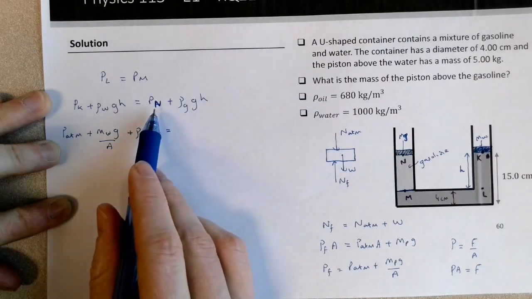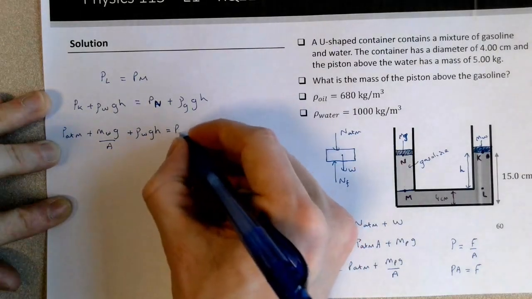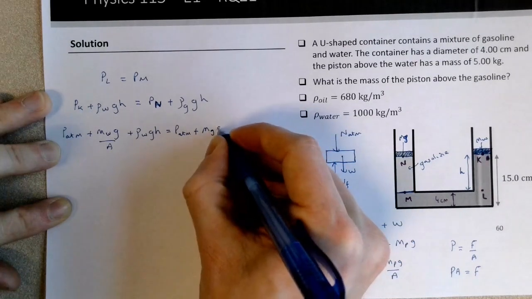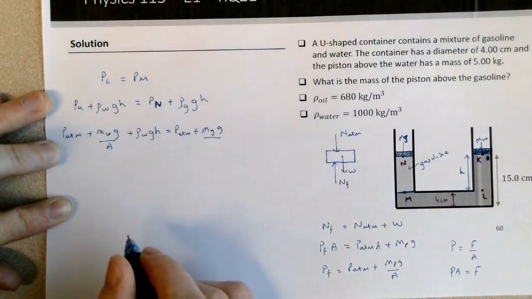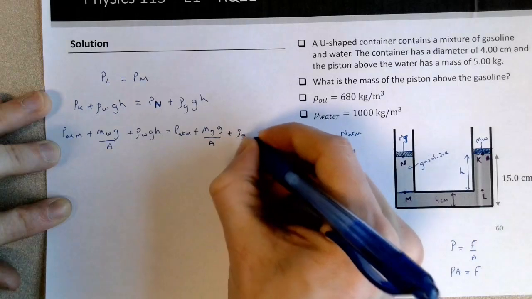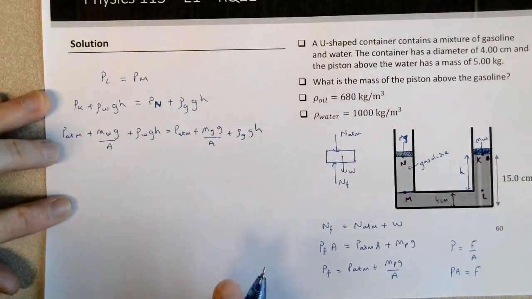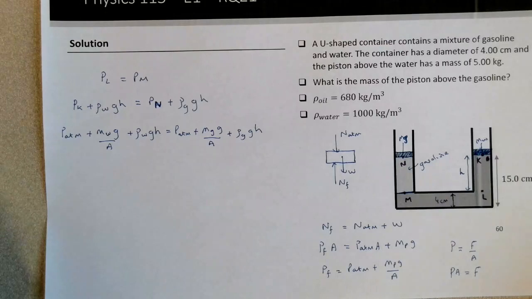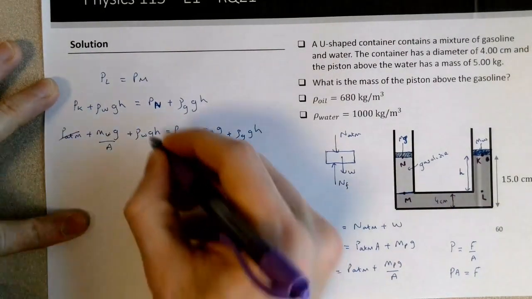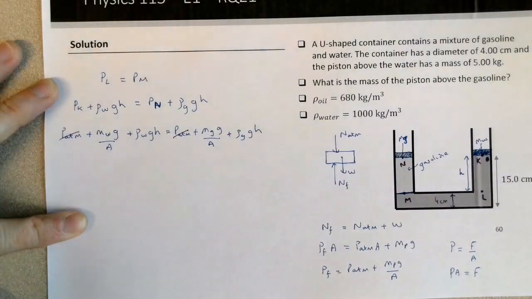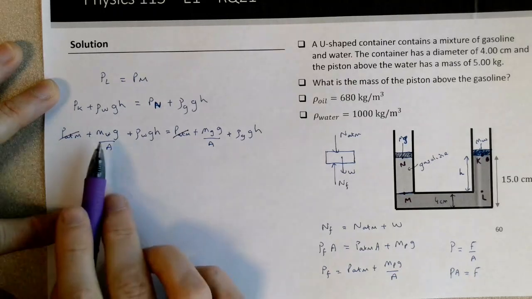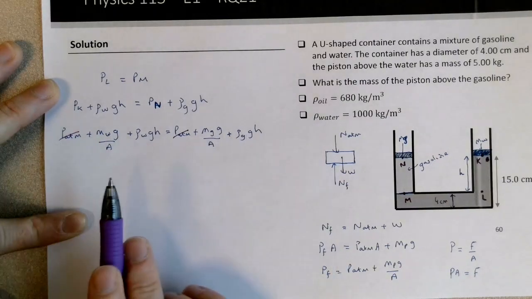The pressure at N, again, is P atmosphere plus the mass of the gasoline piston, which is what we're looking for, times G, divided by A, plus rho gasoline G times H. Hopefully not too many subscript letters here. Complicated looking equation. So what I first can do is make it a little simpler, cancel out the P atmosphere on both sides, so they would end up cancelling. And I'm going to be left then with these two plus these two.